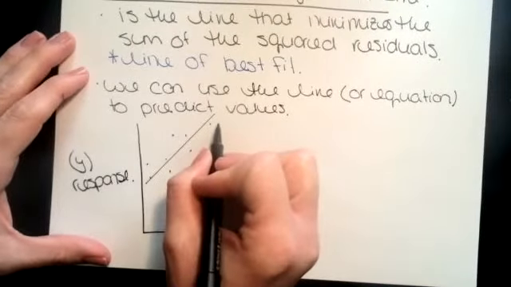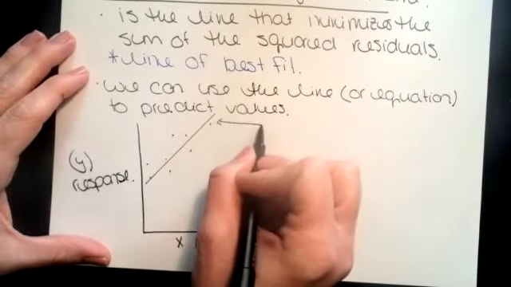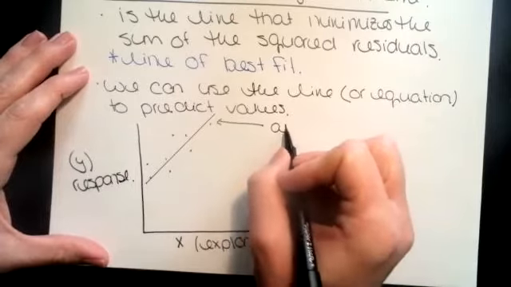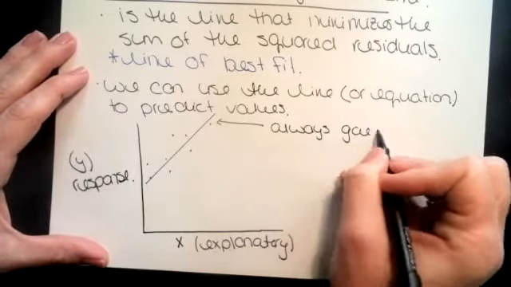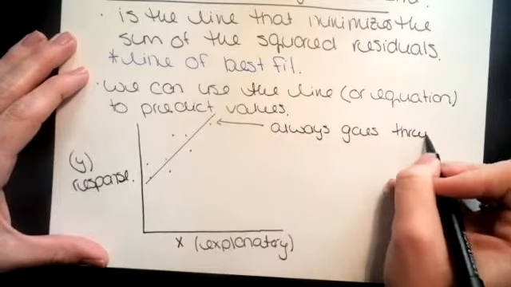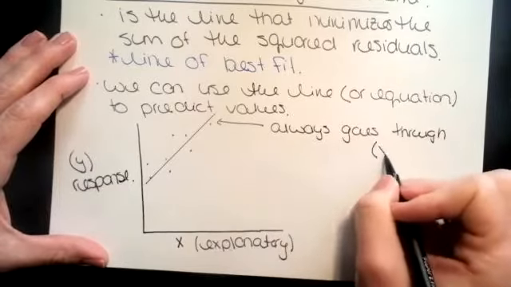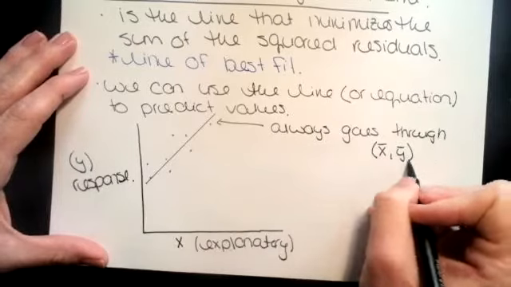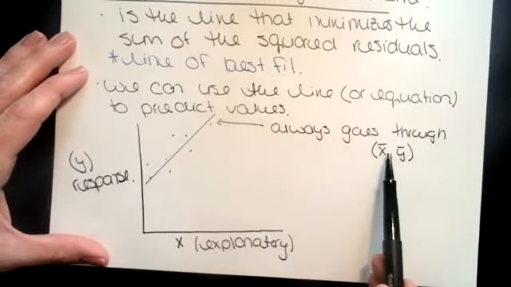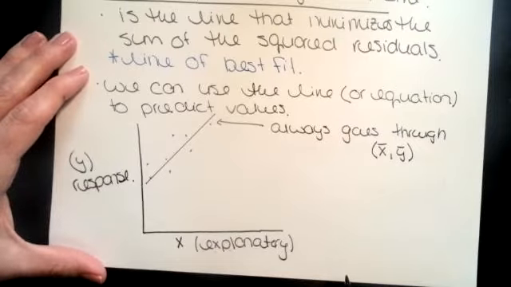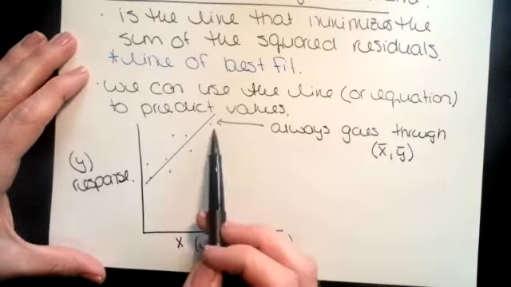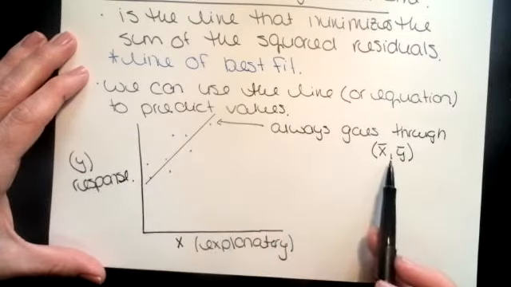So a couple things about this: this line always goes through the point X bar, Y bar. So keep in mind what that means. X bar is my sample mean of my X's, and Y bar is the sample mean of my Y's. So this always goes through this point.